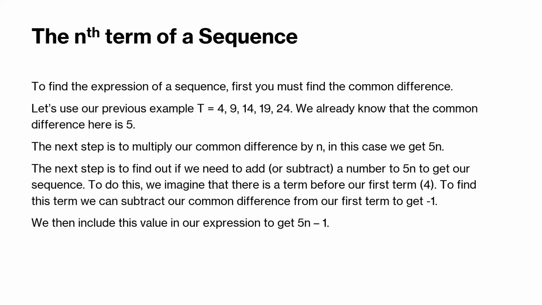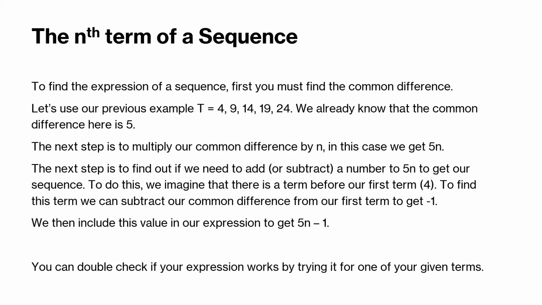For example, if we want the 10th term, it would be 5 multiplied by 10, since n is 10, minus 1, so 49, and so on. Make sure, this is very important, you are subtracting the common difference. So if the common difference is already a negative number, like in our second example earlier, the common difference was minus 4. If you are subtracting minus 4, it would be minus minus 4, or plus 4. Keep that in mind, that is very important.